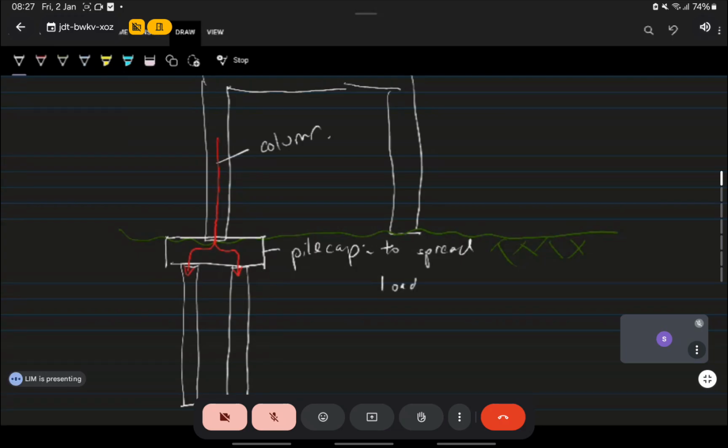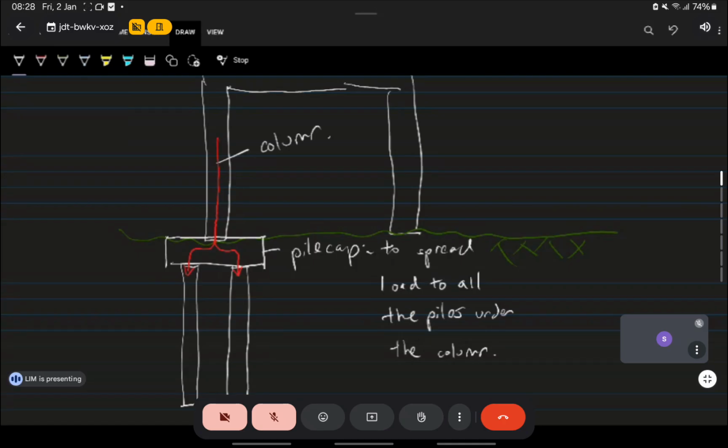To spread the load to all the piles on the column. So that's what a pile cap does, to spread the load to all the piles under the column.